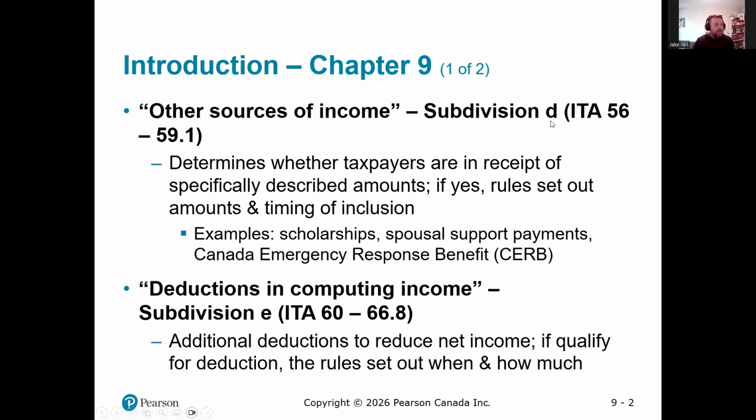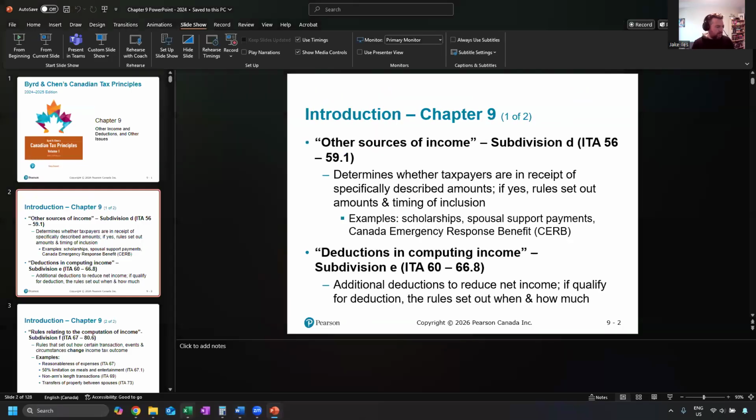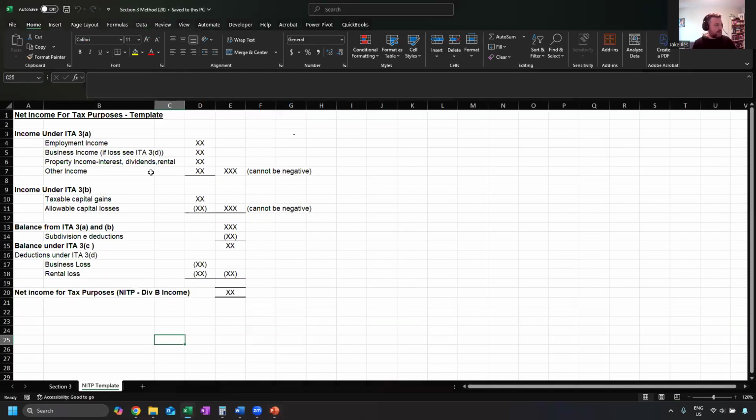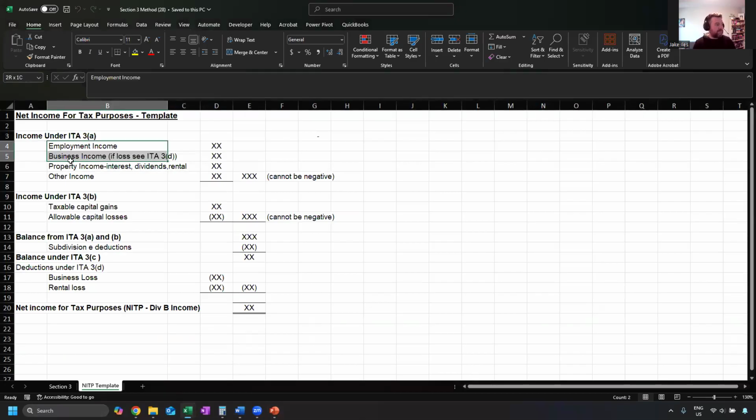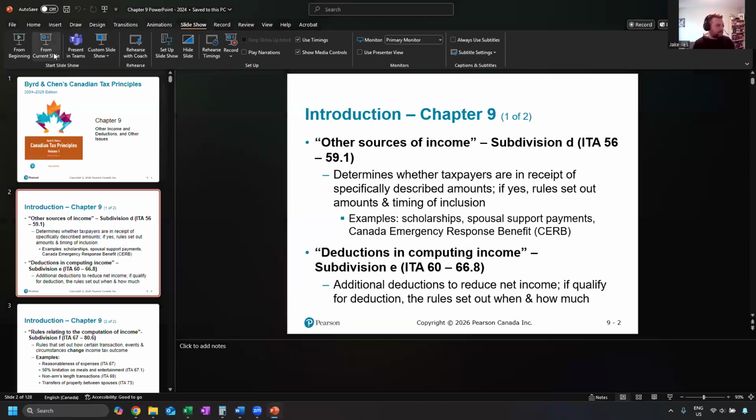So when we talk about other sources of income, they're usually dictated by subdivision D. If you recall from tax one, there's this section 3 method when we were learning about calculating net income. Now, the first three that we usually deal with are our sources of income. These are continuous and reliable, and there's a profit motive. Other income is usually these specifically stated income types that should be included in our income for various reasons.